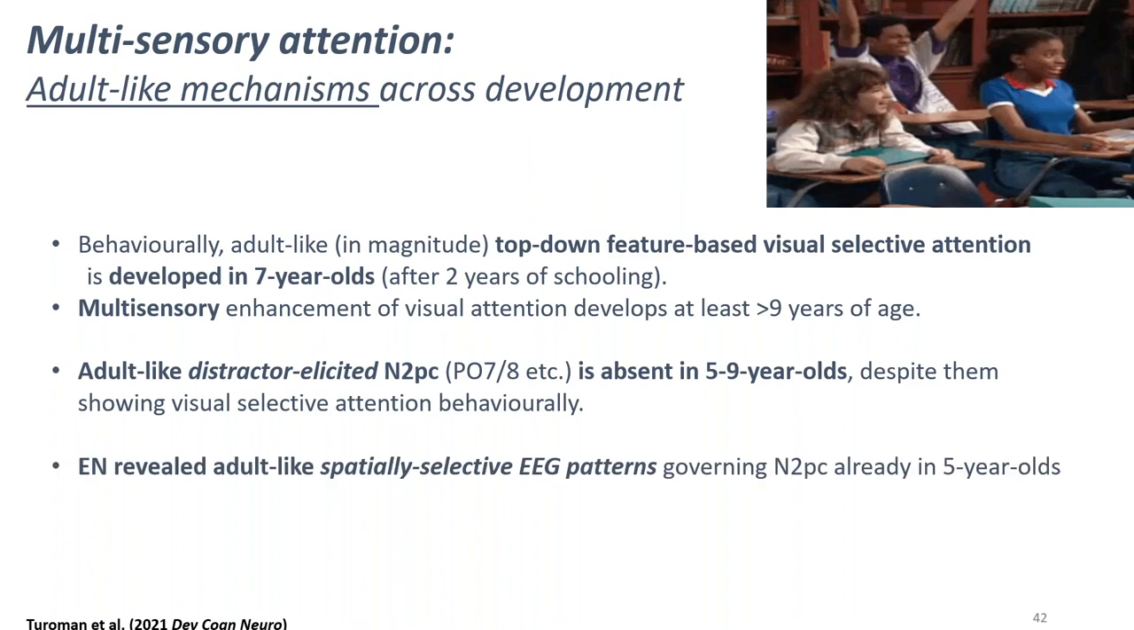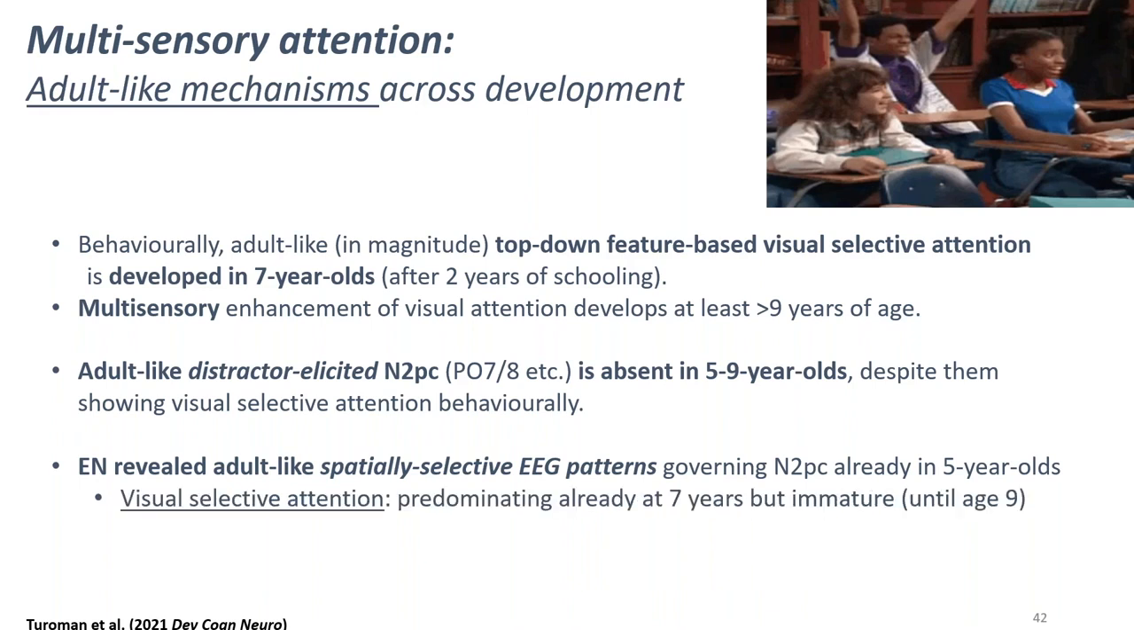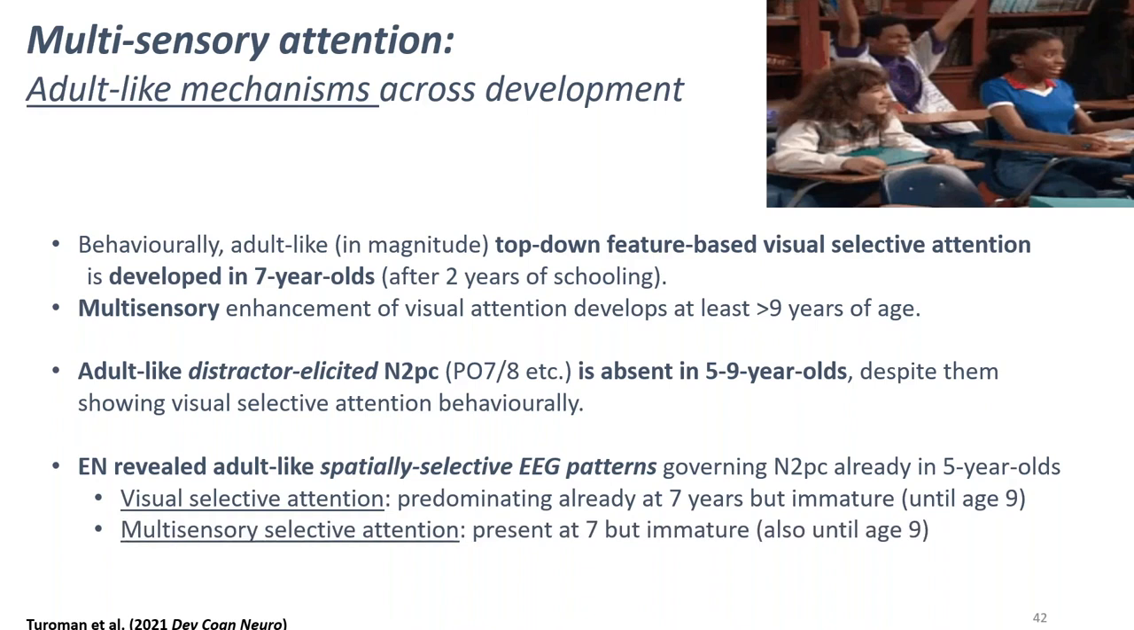But our multivariate analysis has demonstrated adult-like spatially selective EEG patterns governing the N2PC already in 5-year-olds. For visual selective attention, it was already predominating at 7 years. For multisensory selective attention, it was present but immature, and it will only get mature later on. I'm not showing these results here.